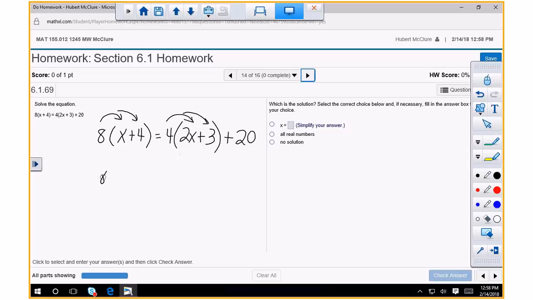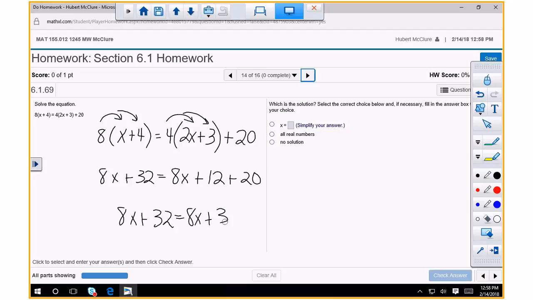8x plus 32 equals 8x plus 8, plus 12 plus 20. 8x plus 32 is equal to 8x plus 32.